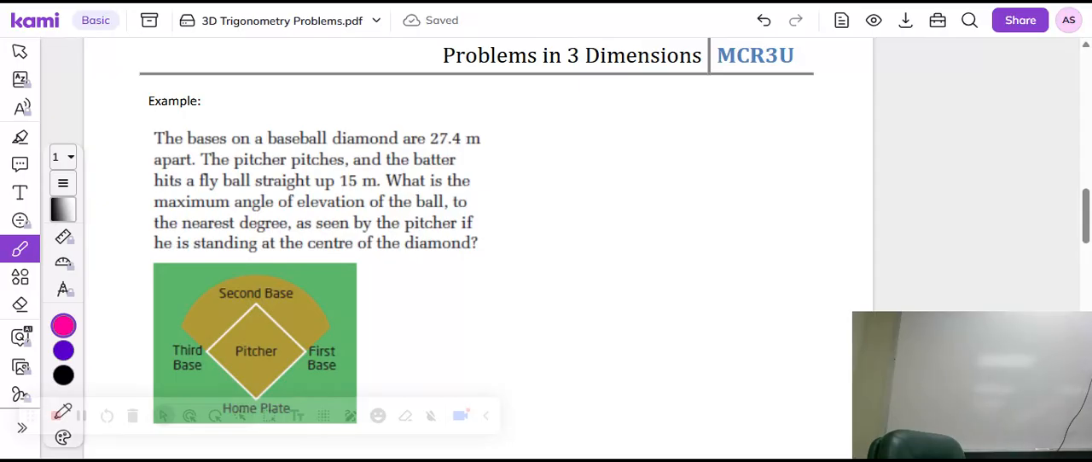So here we have a baseball diamond. If you're not familiar, this is just a square. So all of these are right angles at each base. The pitcher pitches the ball. Now this is a top-down view, like we're in the sky in a drone or what have you, just looking straight down. And the ball is popped up directly over home plate. You can think of it as coming out of our screen here. And you guys are asked to find the angle of elevation of the ball when it's at the absolute highest point, 15 meters, as seen by the pitcher.